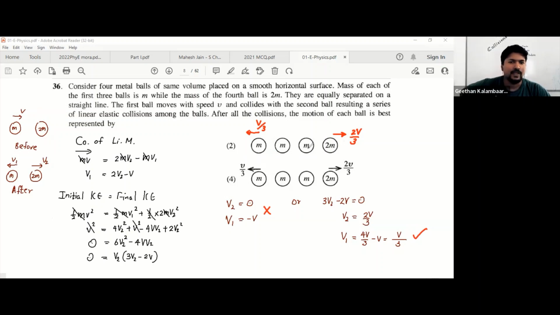So the situation that this gives us is answer number 4. So the fourth answer is the correct answer for this question, right? Okay, so I think you understood this really well, right?